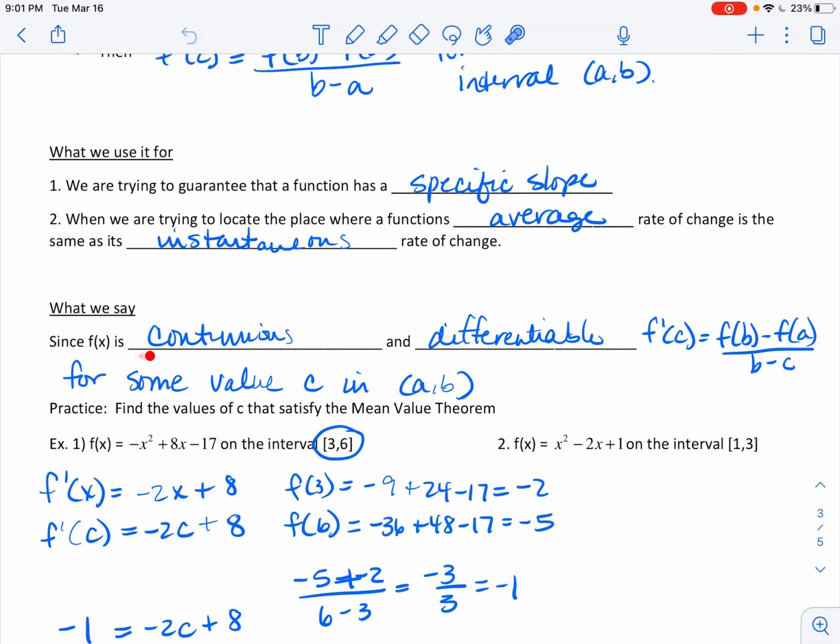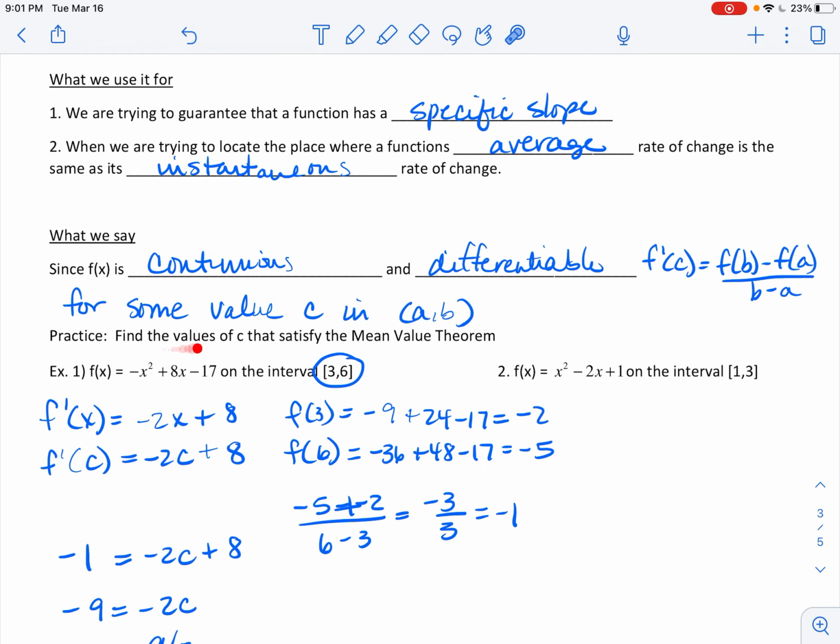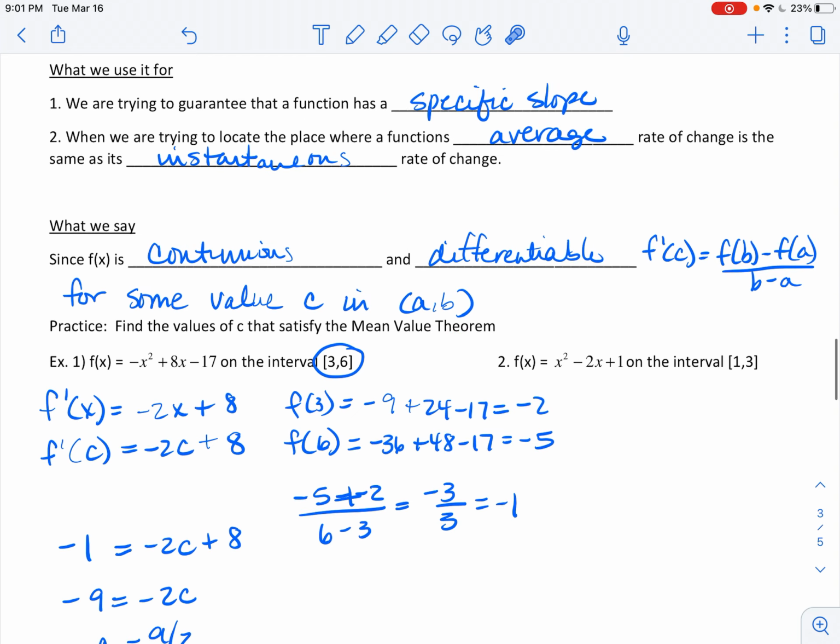What we say, since f of x is continuous and differentiable, and f prime of c is equal to f of b minus f of a over b minus a, oops, that should have been an a. There we go. For some value c in a to b. All right, so here's our practice. Find the values of c that satisfy the mean value theorem.